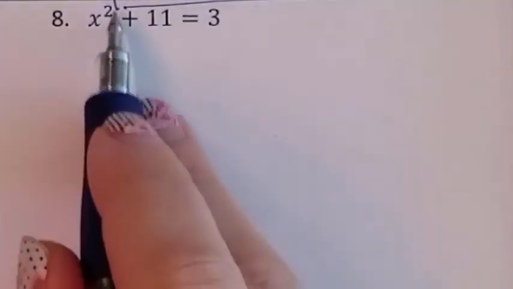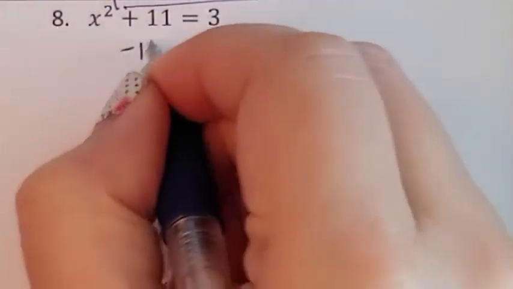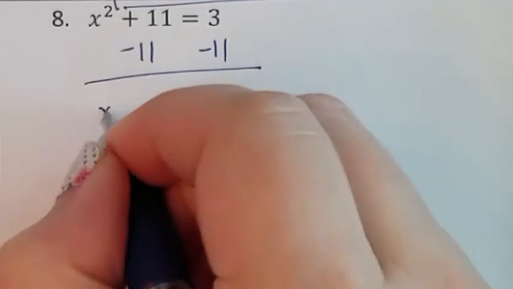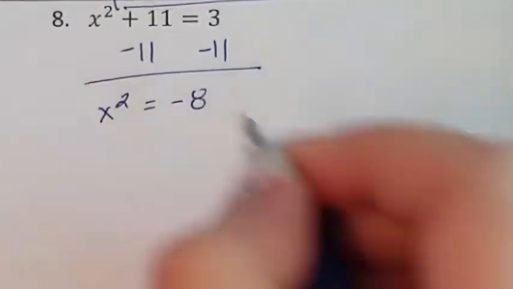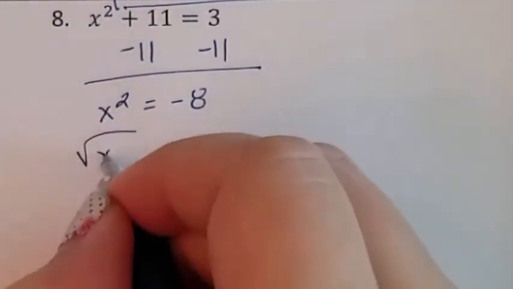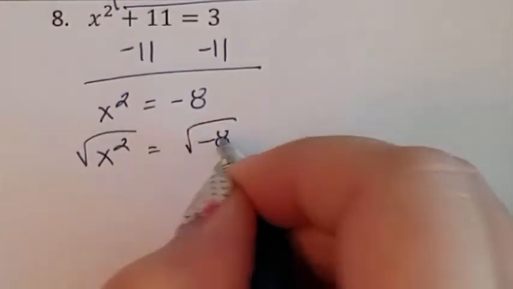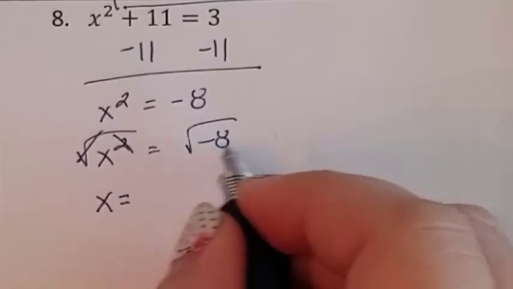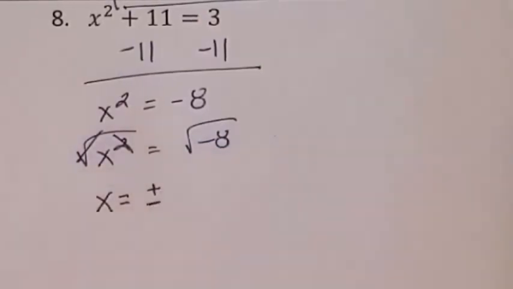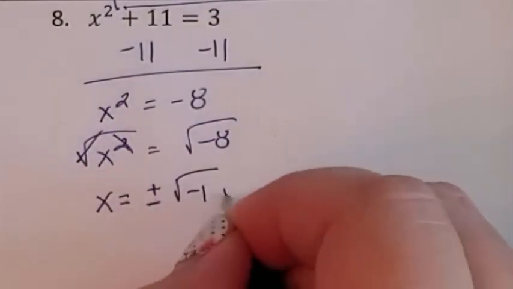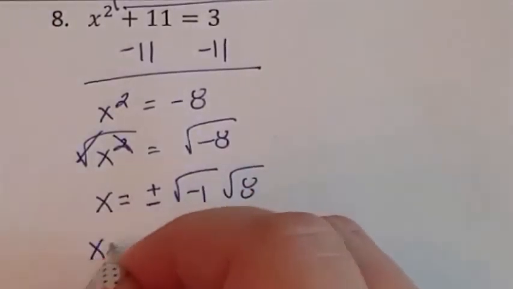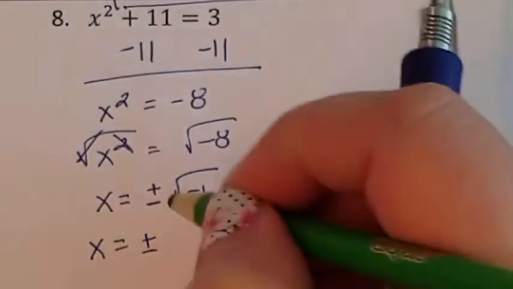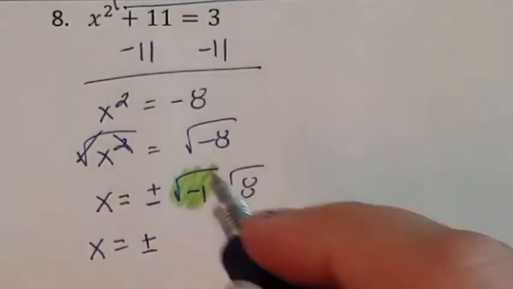Last problem, I need to get the x by itself, so we're going to subtract the 11 from each side. I get x squared equaling a negative 8. I need to take the square root of x squared. The square root of x squared is x. You chose to take the square root, which means I need the plus or minus. I need to separate the negative 1 from the 8. So x is plus or minus. The square root of negative 1 is i.